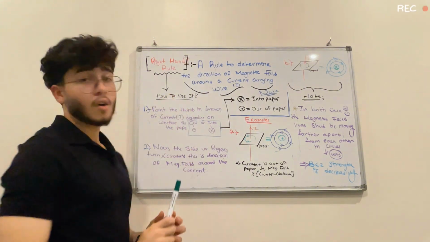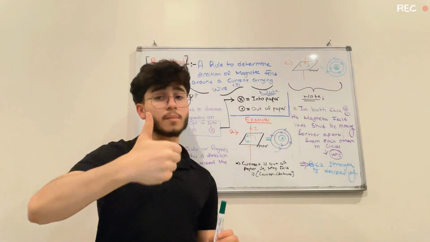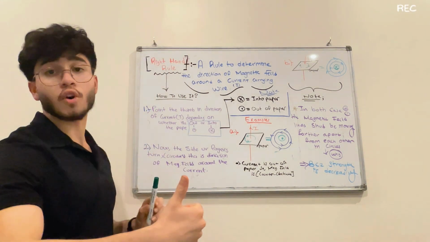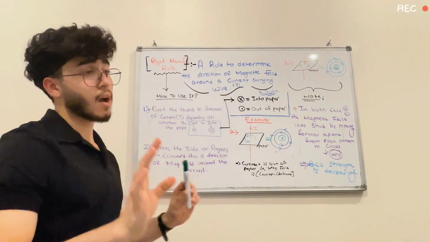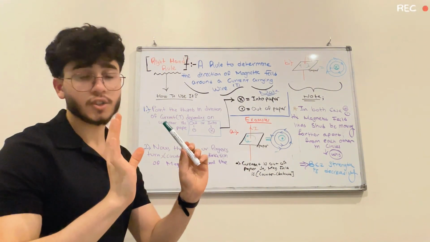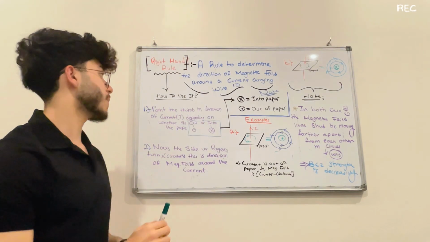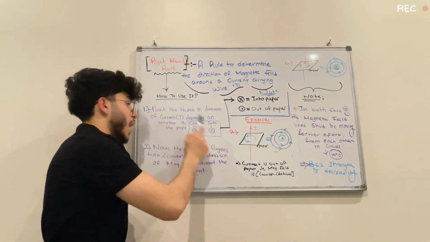How to use it? We're going to take our right hand, close it into a thumbs up, okay? Thumbs up, perfect. Thumb points where? In the direction of the current. It could be up, it could be down, it could be left, it could be right. Either way, follow the exam instructions, follow the question. Thumb points in the direction of the current, okay? Depending on whether it is into the paper or out the paper.